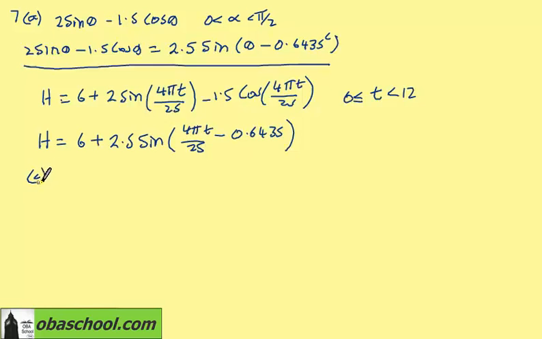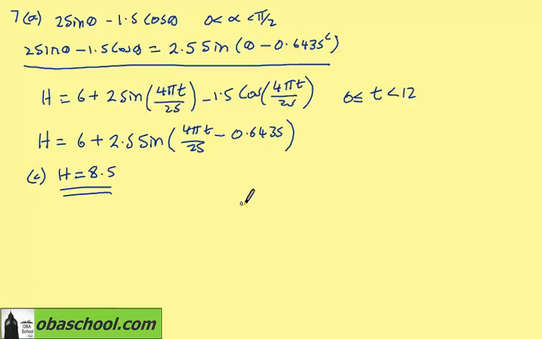In part C, we want the maximum value of h predicted by this model. Once again, we know that sine has a maximum of 1, so the maximum of this part of the function is 2.5. Add the 6 gives us h is 8.5.